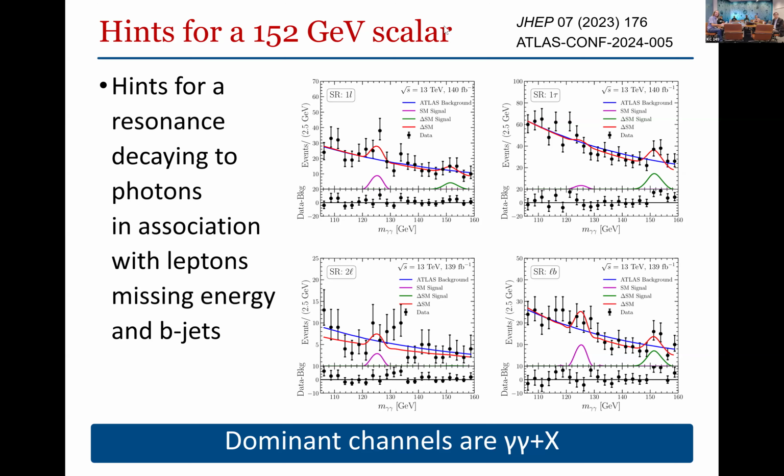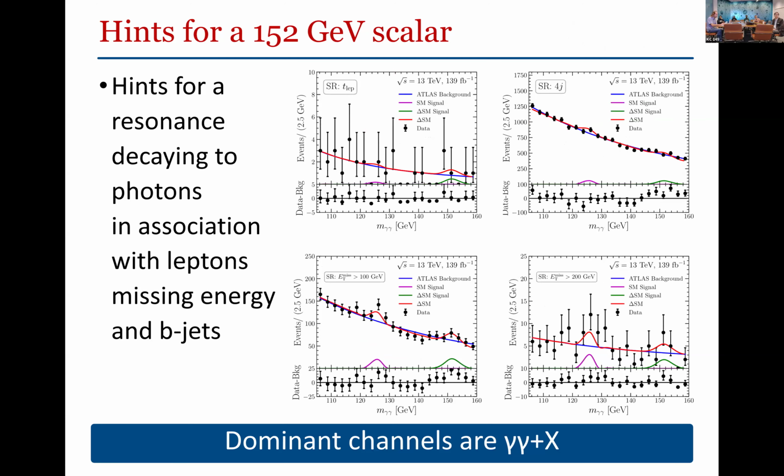So here, for example, it says two photons plus one lepton. Two photons plus tau. Here you can see quite a nice peak, I would say. Here is two photons plus two leptons. There's nothing, so this is a constraint. There's two photons plus at least one lepton plus at least one bottom quark. Here you can see again quite a nice peak.